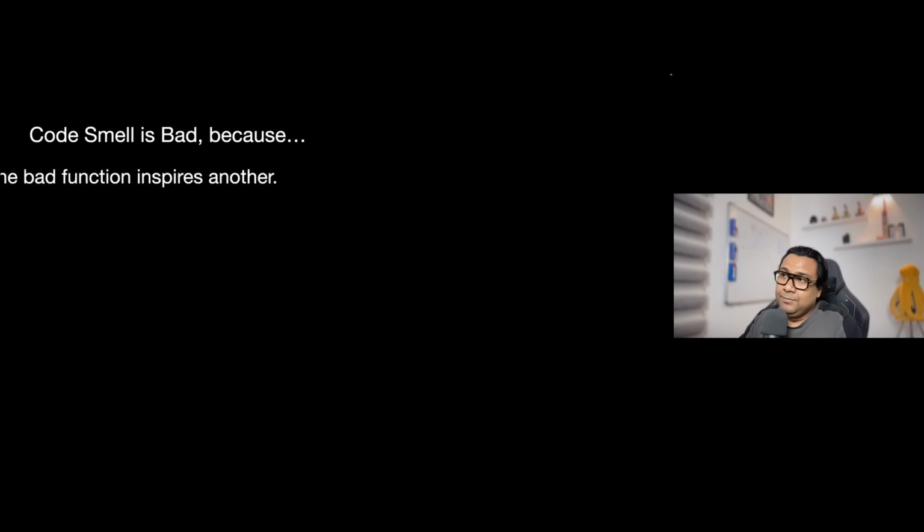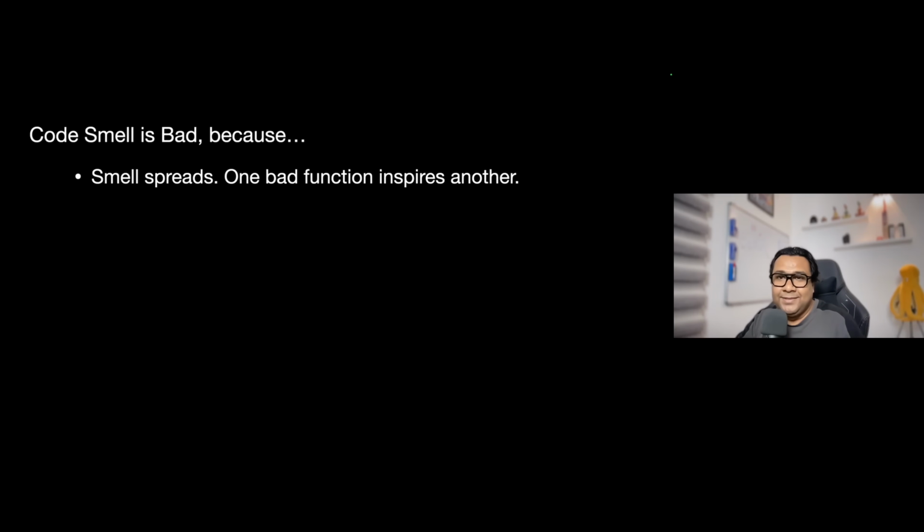Code smell is bad because smell spreads. One bad function inspires another. We as developers like productivity. If we see something there that I can reuse, the first intention I have in my mind is to copy that and use it. What if the thing that I'm copying is written with smell? The bad function, that's what I'm copying. And when I'm copy pasting it elsewhere, meaning I'm using it elsewhere, I'm spreading that smell across my code base. So one bad function inspires another and the smell spreads. So it is always good to catch that early, remove it, make it clean.